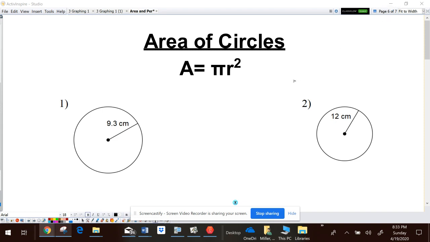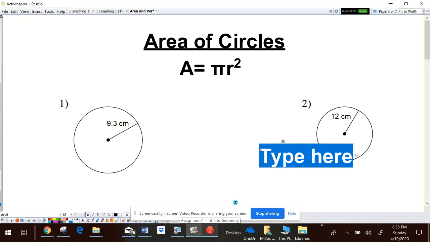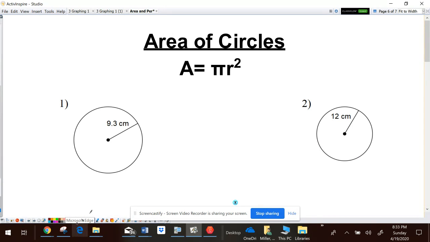Hi friends, today we're going to talk about the area of circles. So here is a quick little how-to video for you, and hopefully after this you will master the assignment with no problems. I know this is shocking that I might be having some technology issues.